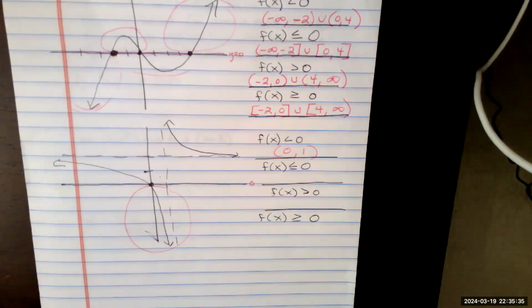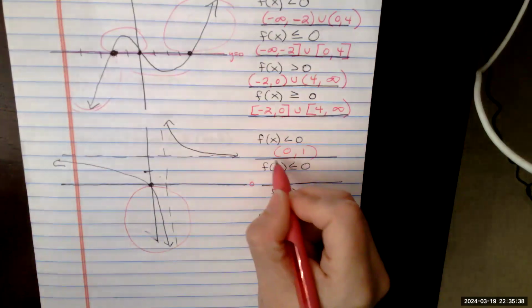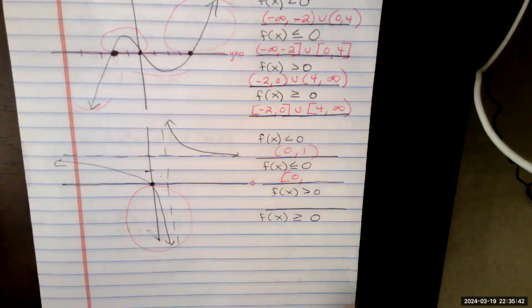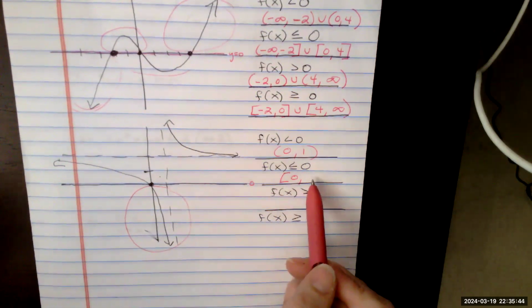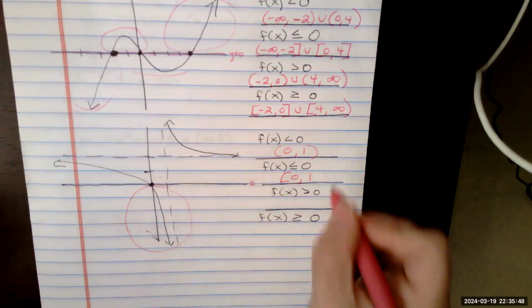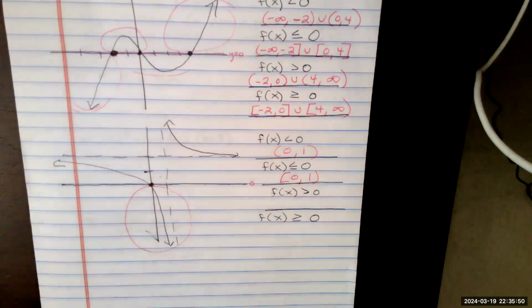Now, if they want less than or equal to, I'm going to include the 0 because that's a point where it's equal to 0, but I'm not going to include the 1 because that's an asymptote. It's not equal to that. So you got to be a little careful. Don't just make everything a bracket. Make sure you look at the graph.